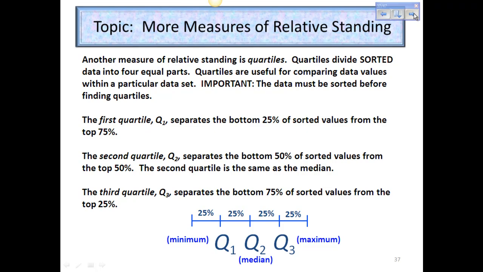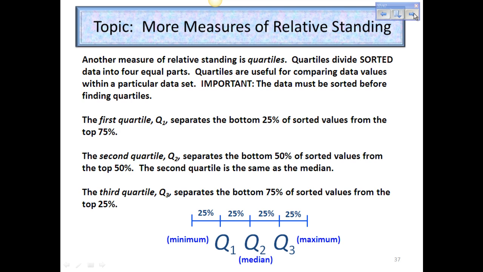Now we've talked about one measure of relative standing, and that was the z-score. Another measure of relative standing is quartiles, and then another one that we'll discuss is percentiles. Quartiles divide sorted data into 4 equal parts. Quartiles are useful for comparing data values within a particular data set. The data set must be sorted before finding quartiles.